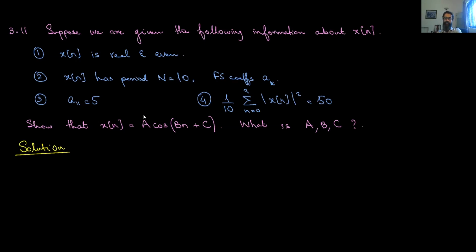Achha, so ye given hai, and you're required to show that x of n is actually a cosine, which has a certain frequency and a certain amplitude and a certain phase, and you're required to determine the amplitude, the frequency and the phase. Okay, इस तरह करेंगे. So who's going to help me?